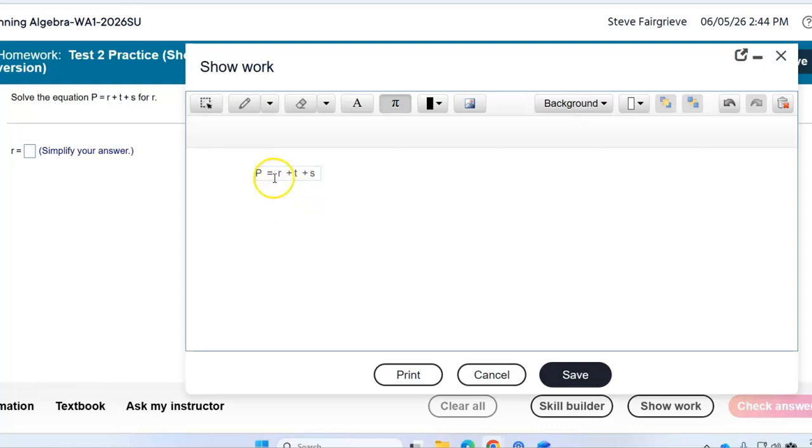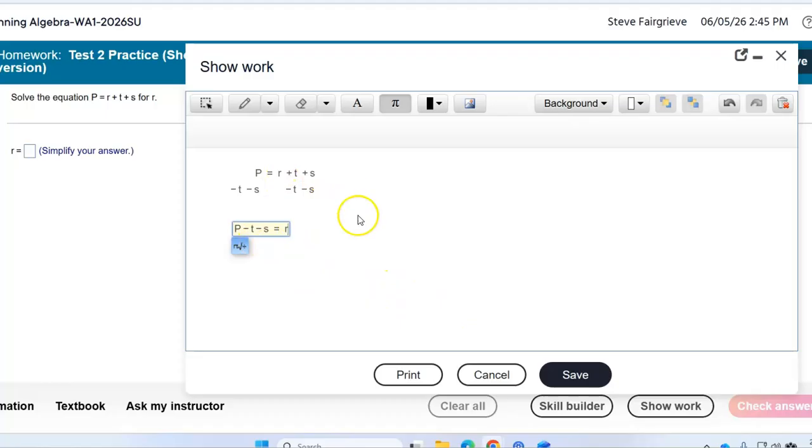Okay, so to solve for R, we need to get it by itself. That means I'll need to get rid of the T and I'll need to get rid of the S. So I'm just going to again use the equation button, the pi, click that kind of underneath here. And now to get R by itself, I'm going to have to subtract the T and I'm going to have to subtract the S. And I'm going to do the same thing on the other side here. Minus T and minus S. And at this point, I'll have P minus T minus S equals R. And so the equation is now solved for R.